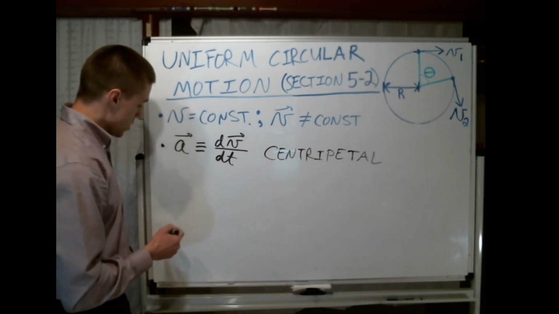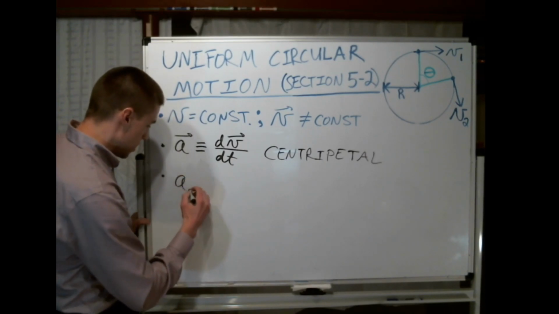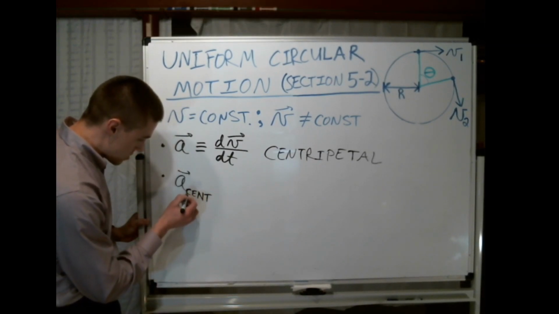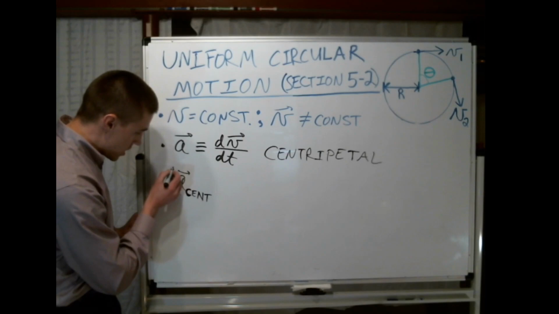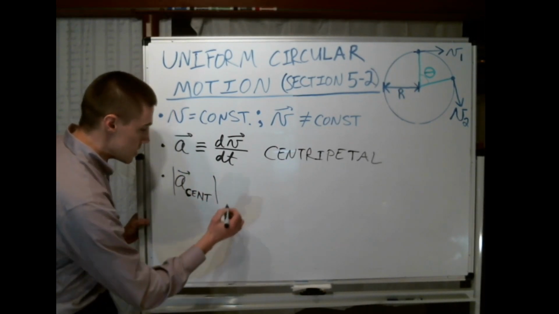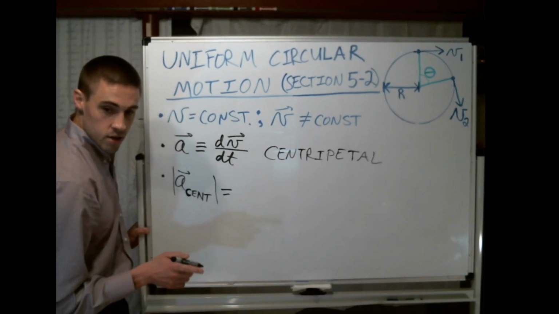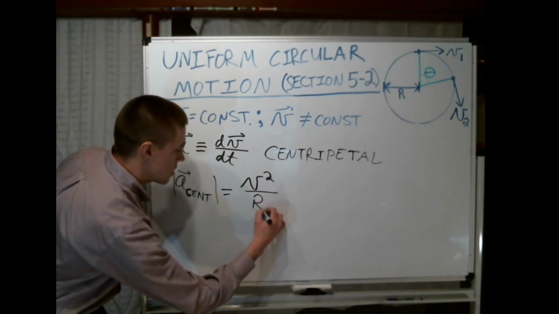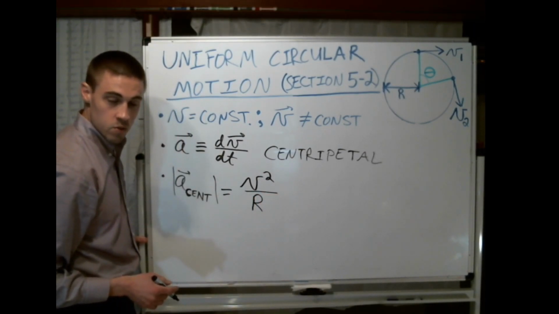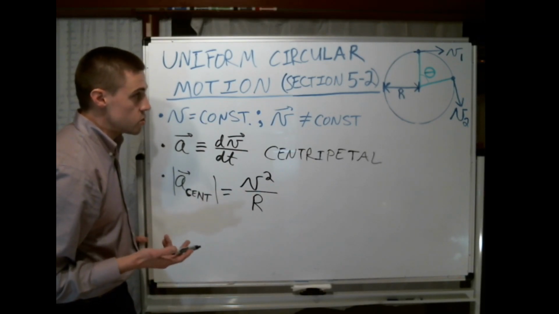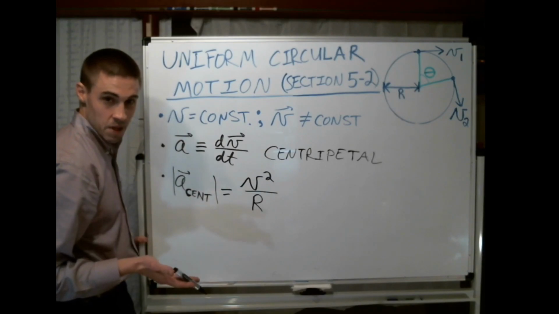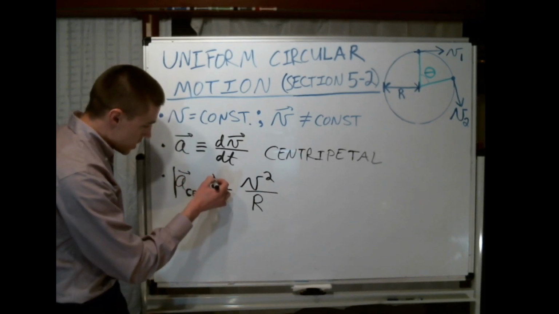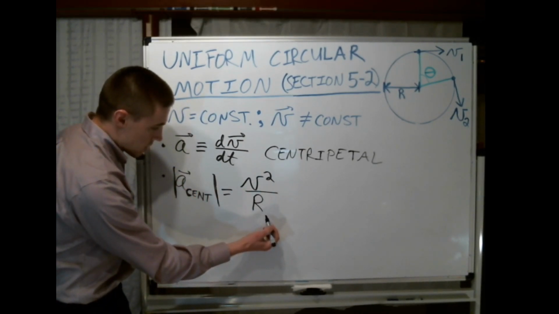What about the magnitude? Well, the magnitude of the centripetal acceleration, this is a sub cent, C-E-N-T, short for centripetal, is equal to the speed squared divided by the radius, v squared over r. Now, I'm not going to derive that for you, but you can look in section 5.2 in your textbook. It's right there within the first page and a half. The magnitude of the acceleration would be v squared divided by r.